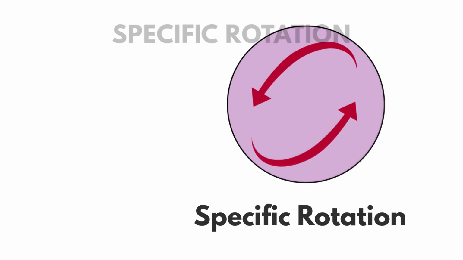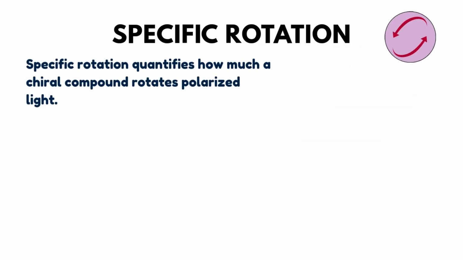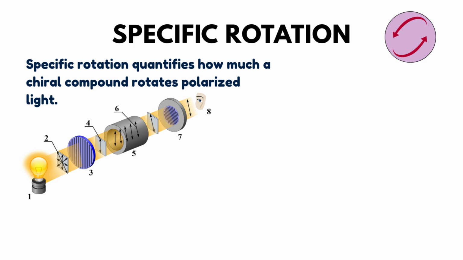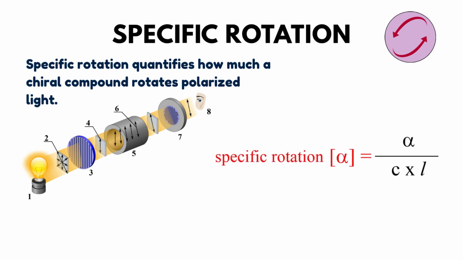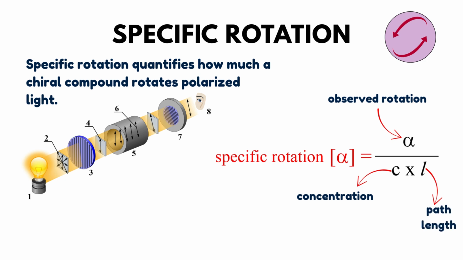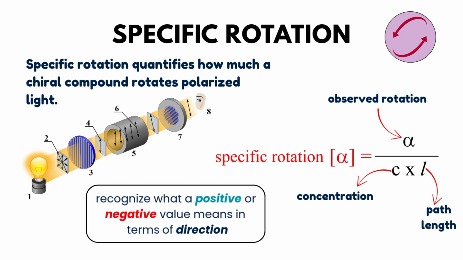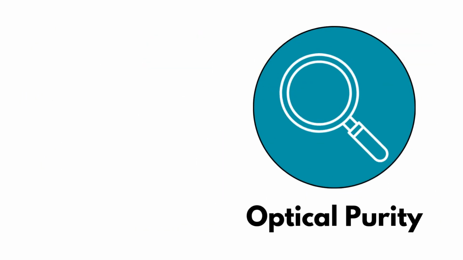Specific rotation. Specific rotation quantifies how much a chiral compound rotates polarized light. The formula is observed rotation divided by concentration times path length. For the exam, you don't need to calculate, but you should recognize what a positive or negative value means in terms of direction.